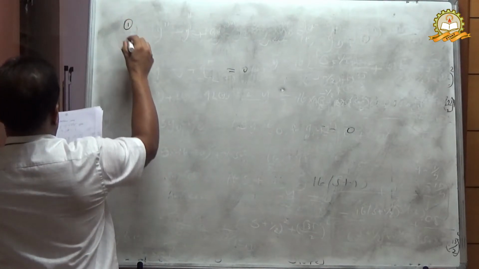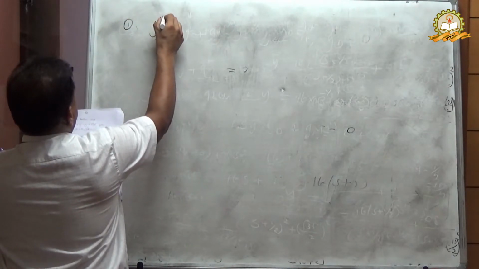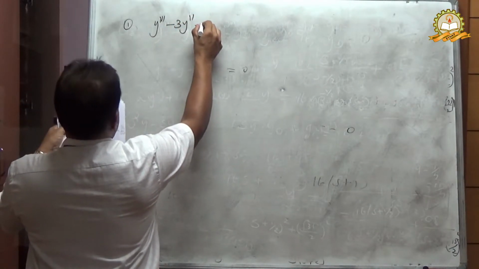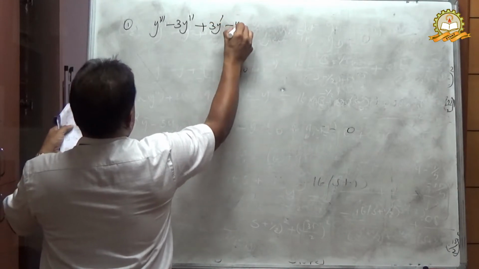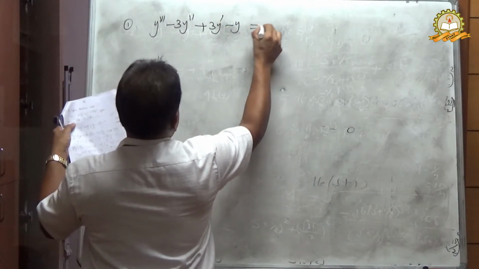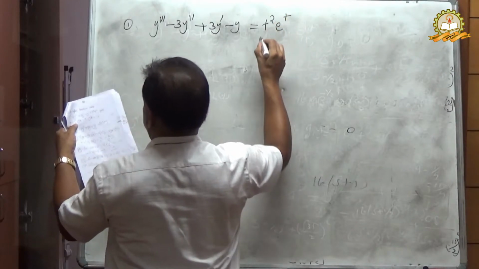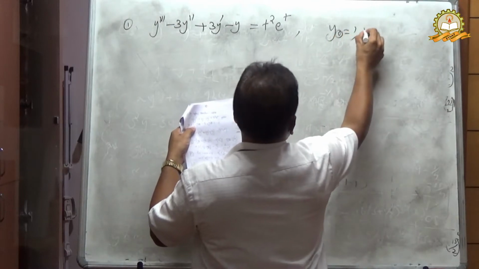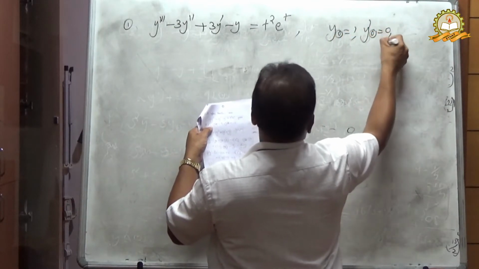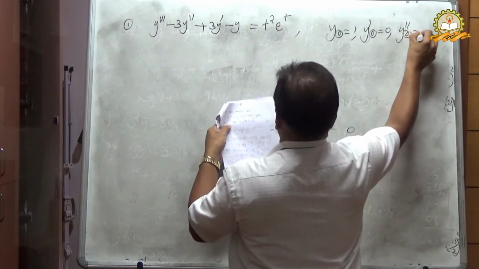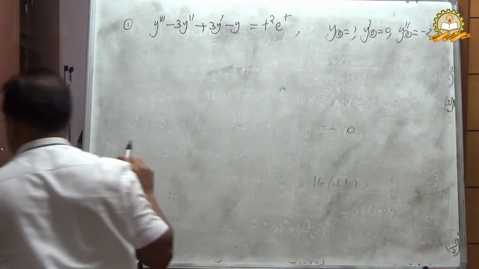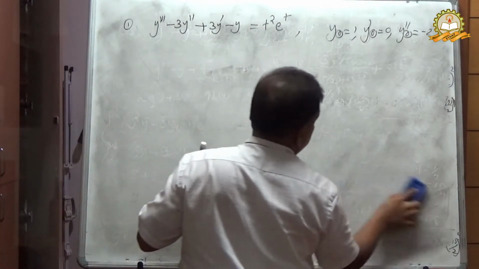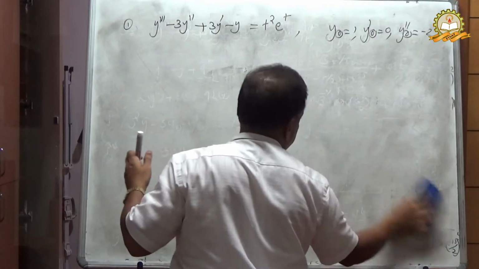Solve y triple dash minus 3y double dash plus 3y dash minus y is equal to t square into e raised to t. The conditions are y(0) is equal to 1, y dash 0 is equal to 0, y double dash 0 is equal to minus 2. These are the conditions. We can solve this problem by using the Laplace transform technique.